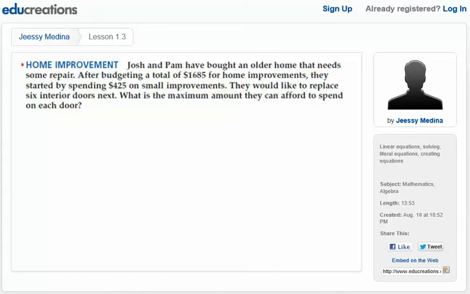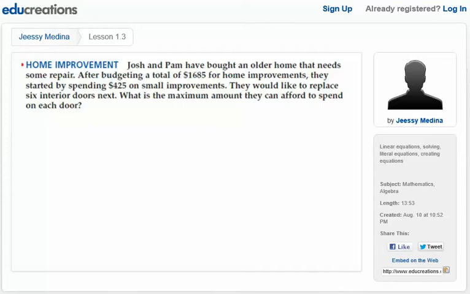Alright, so what do we have here? We have Josh and Pam have bought an older home that needs some repair. After budgeting a total of $1,685 for home improvements, so that's the maximum that they can spend, they spend $425 on small improvements. They would like to replace 6 interior doors next. What is the maximum amount that they can afford to spend on each door?